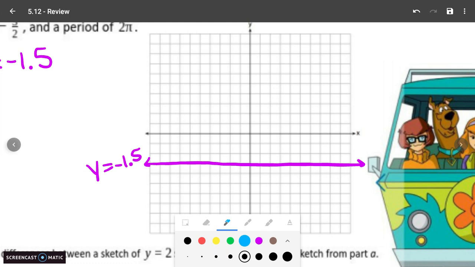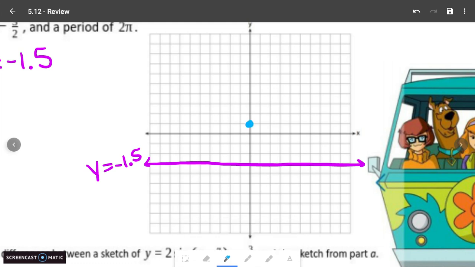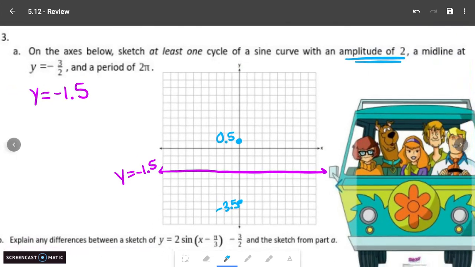And still up 2, which is 0.5, and down 2, which is a negative 3.5. Okay, so we have our max and our min and our midline.